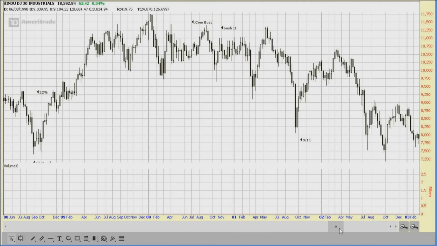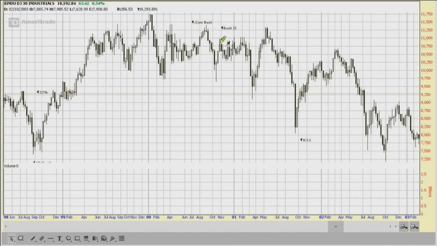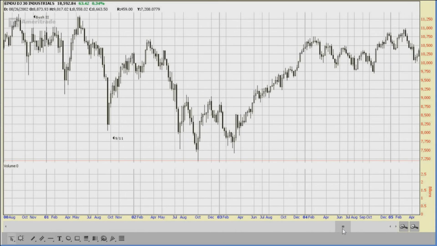In the year 2000, when Bush II, Bush the Younger, was elected, you had a very sizable decline in the market before the election. The market was trying to rally, similar to what we have now, testing up near the all-time highs, and then rolls over for a pretty big break. So that's the year 2000.